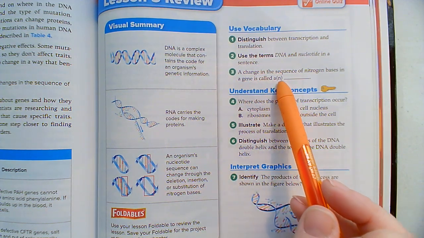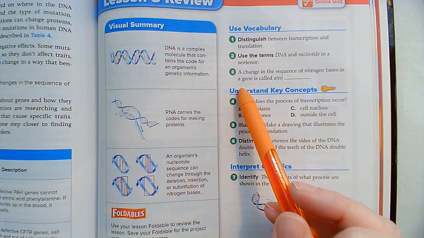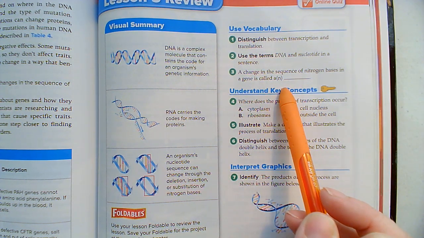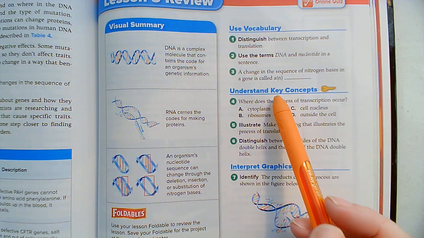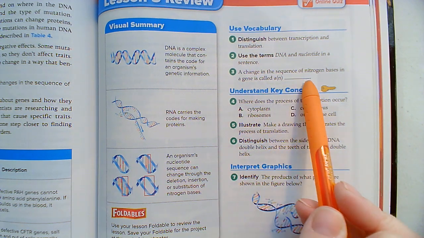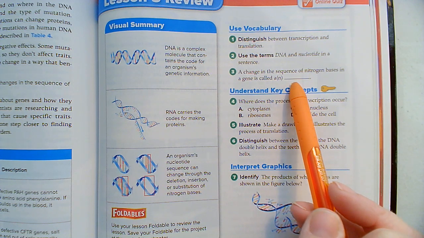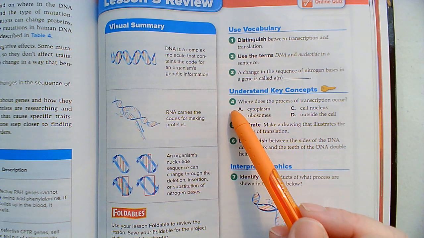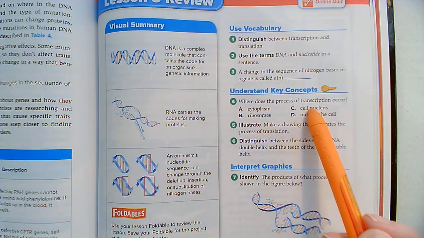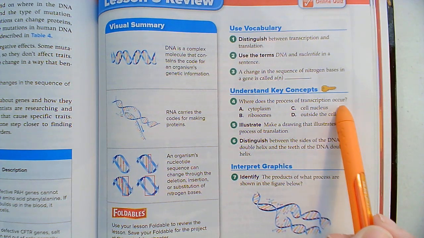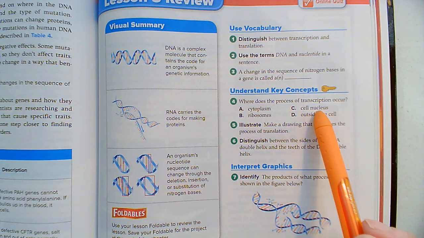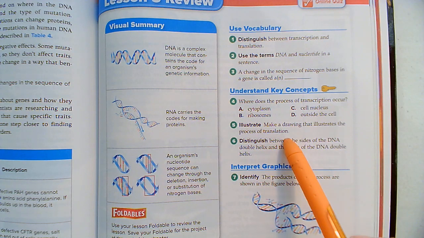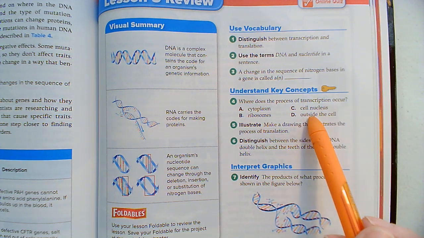A change in the sequence of nitrogen bases in a gene is called a what? It's called a mutation, right? So a change in the sequence of nitrogen bases in a gene is called a mutation. Understanding key concepts. Number 4. Where does the process of transcription occur? Remember, you write down the recipe at your grandma's house. So in the nucleus is the answer, in the cell nucleus, C.